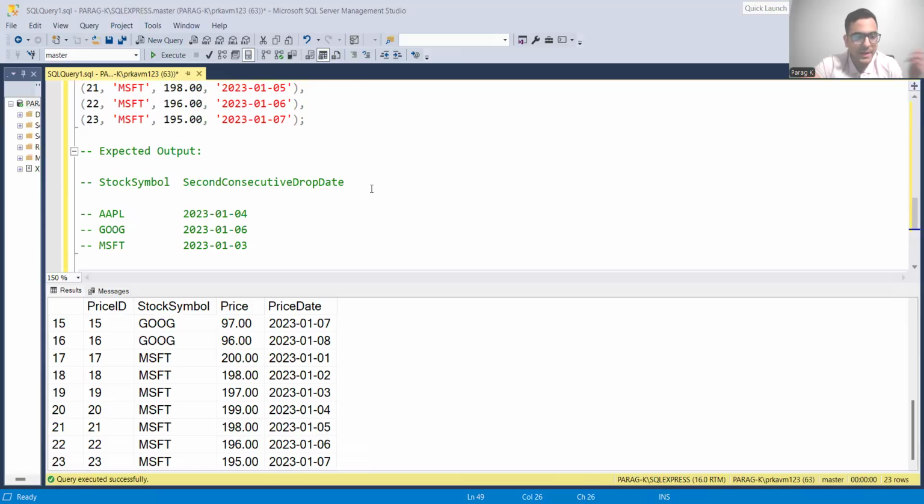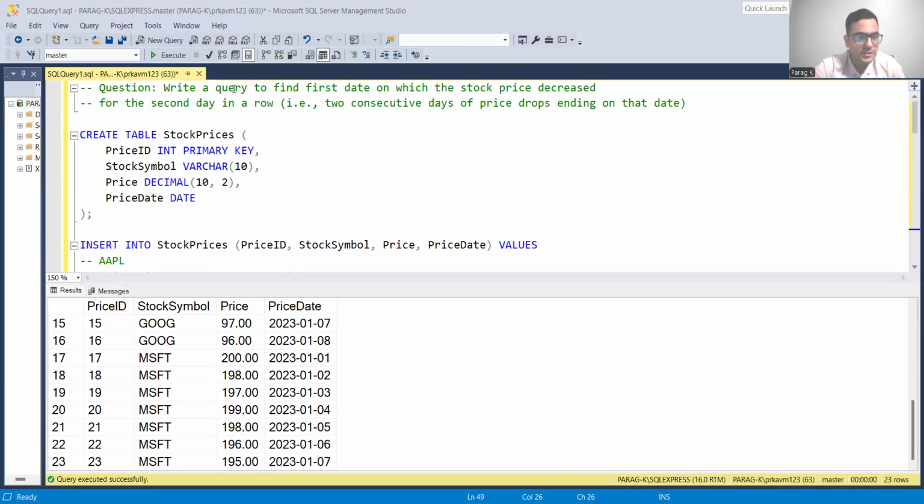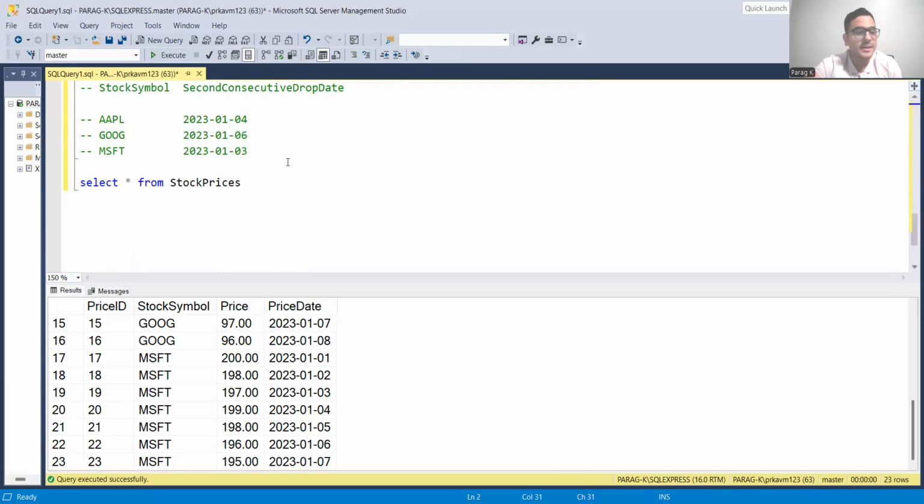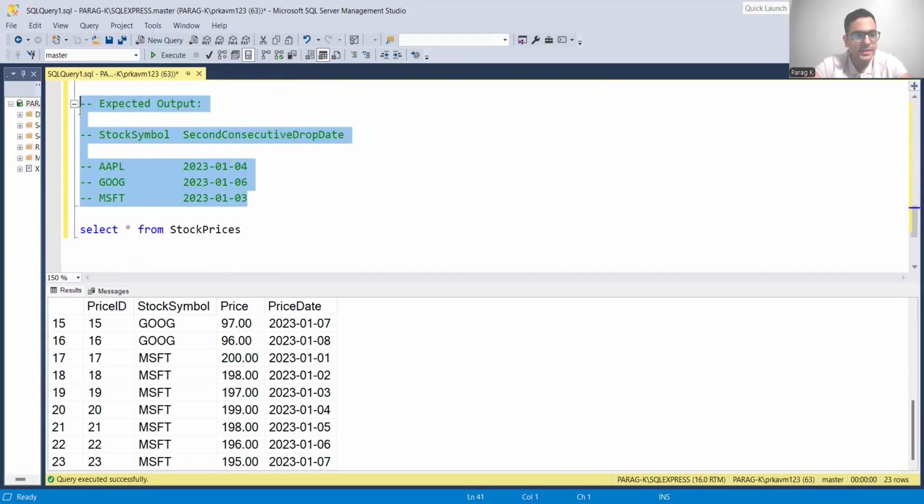So let me go ahead and share my screen with you guys so you can understand the question and what to do about it, and also try it out. So we're back on our screen as usual. This is the question, and this is the create and insert tables. I'll be posting this in the description section, so you can copy paste it, try it out and play around with it.